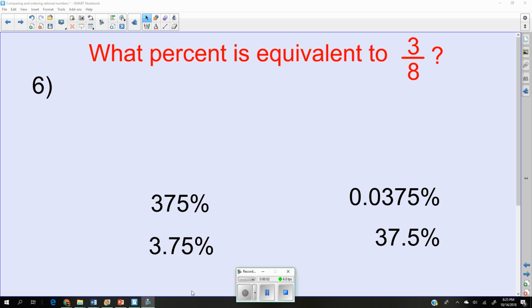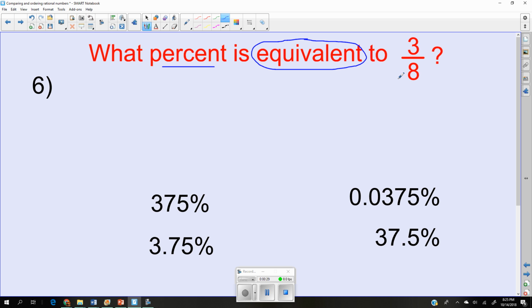Alrighty, moving on to number 6. All right, another different kind of question. Now, it's asking us to find out what percent is equivalent to 3/8. Equivalent means equal, exactly the same. So we need to find the equivalent percent to 3/8.